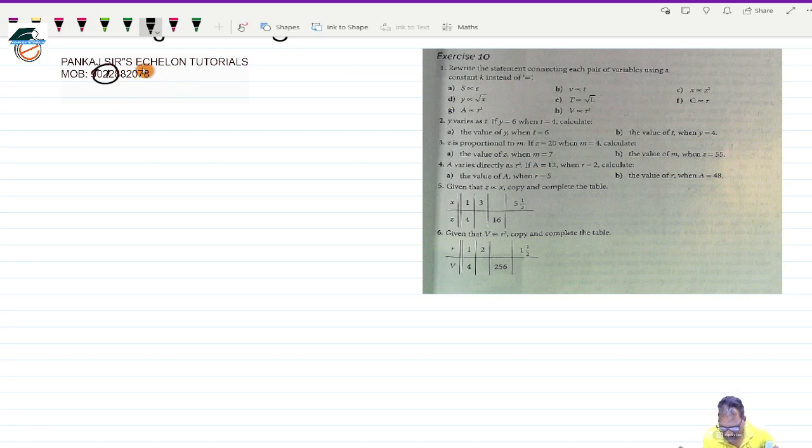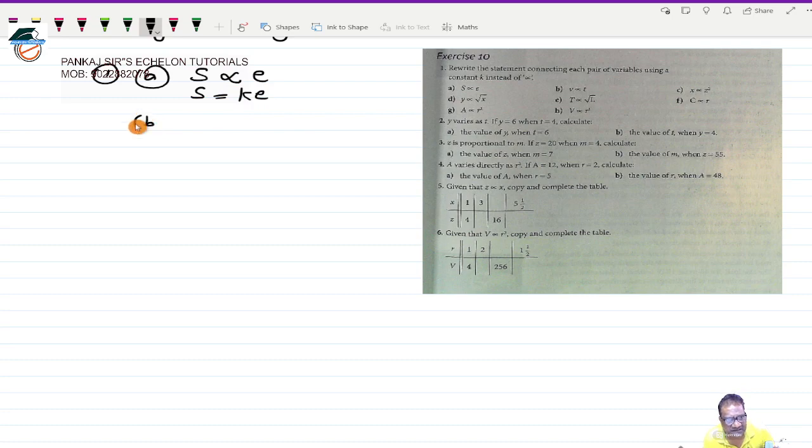The question says: rewrite the statements connecting each pair of variables using a constant k instead of the proportional sign. So the A part of the question is S, capital S is directly proportional to E. It is read in this way: S proportional to E, or S varies as E. Now you have to write this using a k instead of the proportionality sign. So the answer will be S equal to kE. This is what I explained to you just now before this. Proportionality sign, if you want to replace it by an equal to sign, you just multiply it by a k.